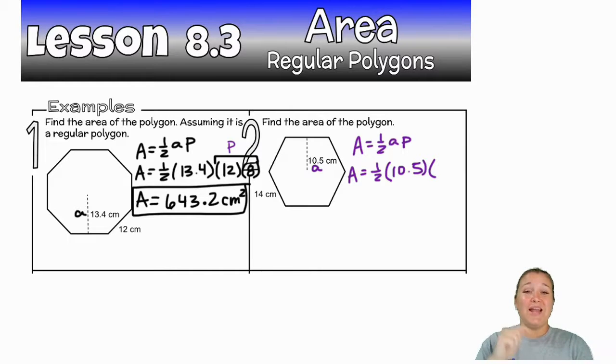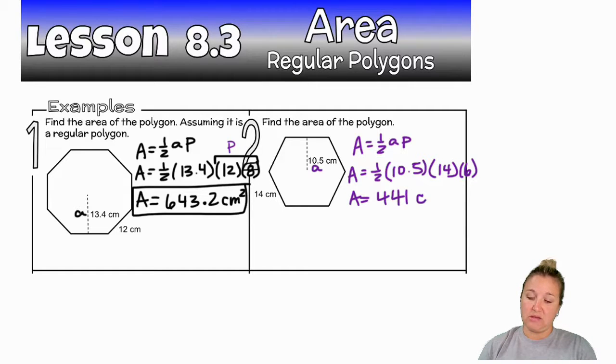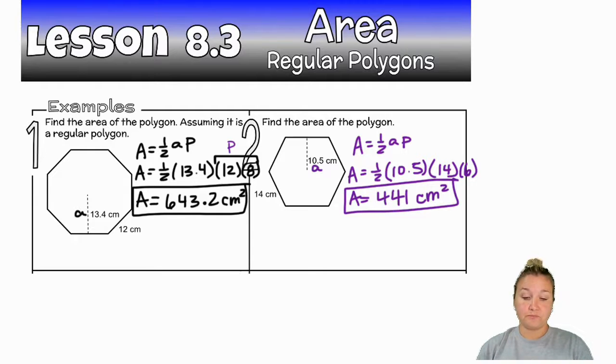Remember that the perimeter is not just 14, that's 14 how many times? Well, it's 14 6 times, and we just multiply all those together, and we would get 441, and again, centimeters squared. That's the area there.